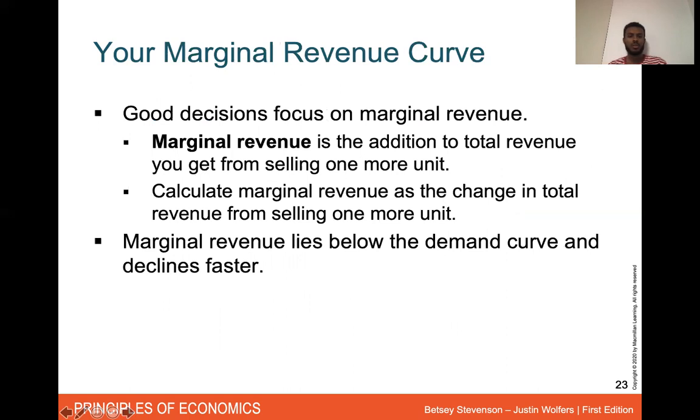So, marginal revenue curve. Good decisions focus on marginal revenue. Marginal revenue is the addition to total revenue you get from selling one more unit. Calculate the marginal revenue as the change in total revenue from selling one more unit. Marginal revenue lies below the demand curve and declines faster. So we'll see that.